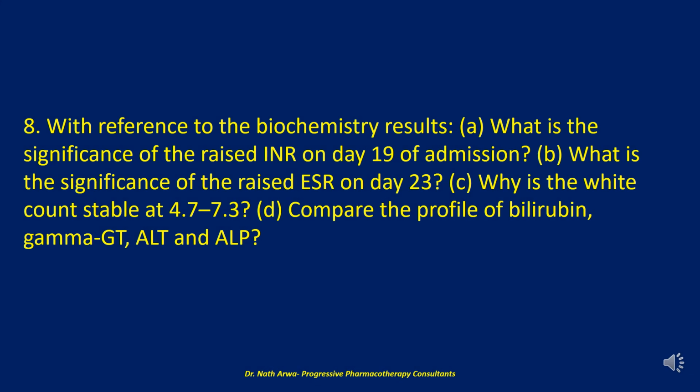Question 8 reads, with reference to the biochemistry results. A. What is the significance of the raised INR on day 19 of admission? B. What is the significance of the raised ESR on day 23? C. Why is the white count stable at 4.7 to 7.3? D. Compare the profile of bilirubin, gamma-GT, ALT and ALP.